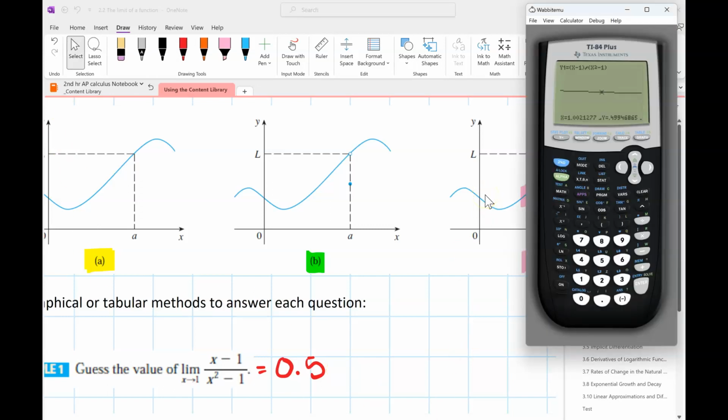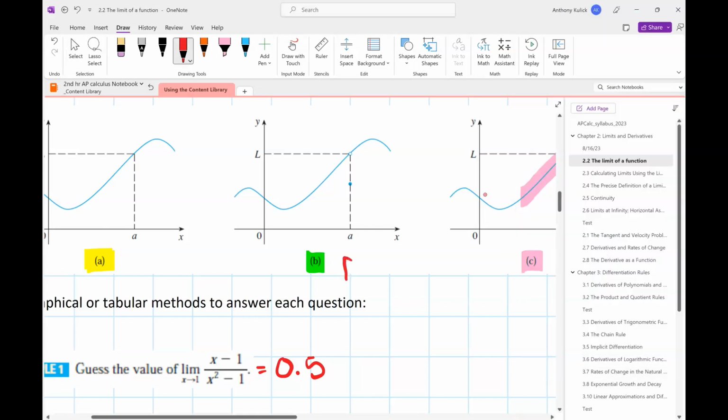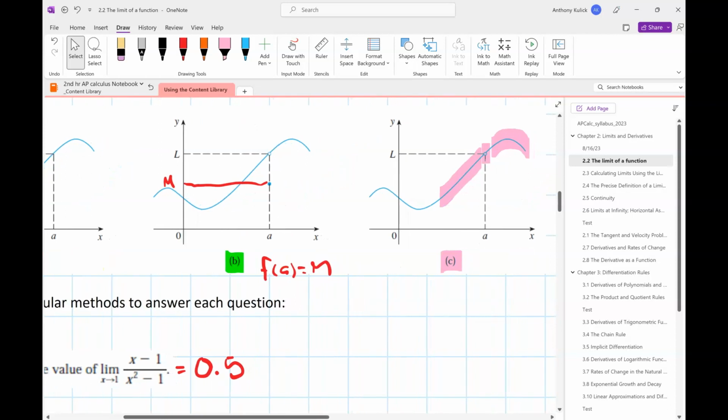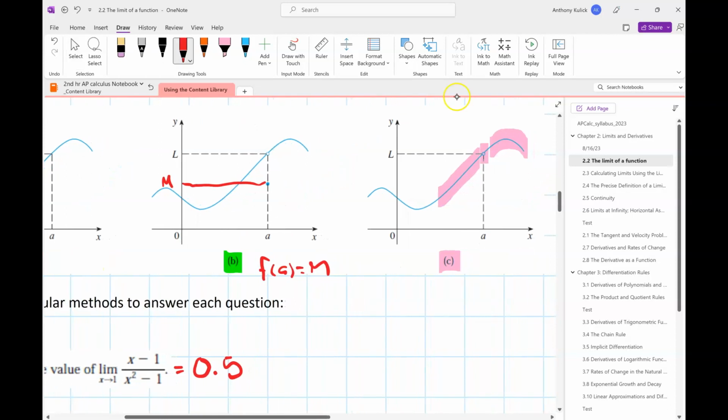What's the difference between B and C? Isn't it they're both undefined at A? Well, no. B is defined at A. If I did, let's say that this is just M, we'd say f of A is equal to M, right? It's not defined. But here, because there's not a point anywhere on A, f of A is undefined. Oh, so there has to be a point there.